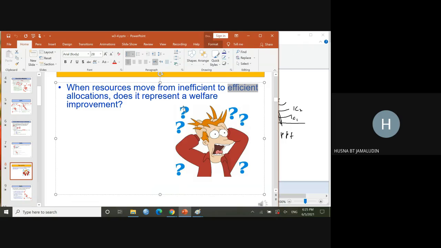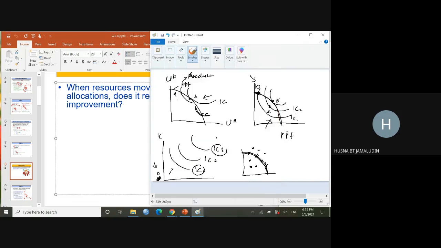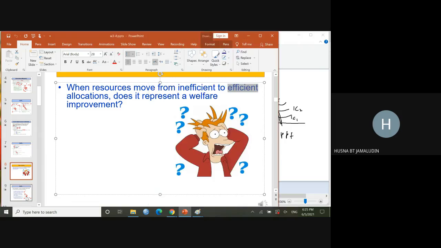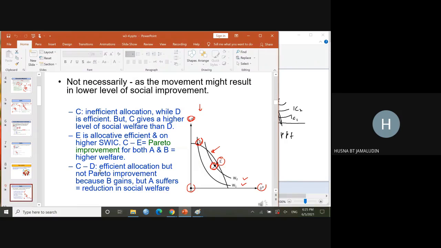In terms of utility, it doesn't represent higher utility. In fact, if you move from point C to point D, you will get a lower utility. This is the answer for this question: not necessarily will you get a better utility. It shows here that from point C to D, you have an efficient allocation but not a Pareto improvement, or we can say not an improvement in terms of your utility, because you will get a lower utility.